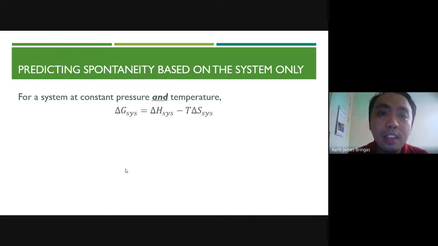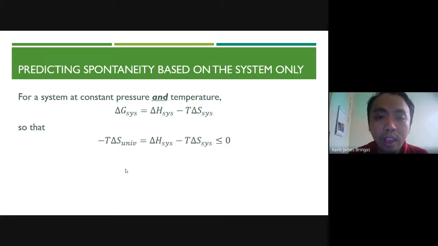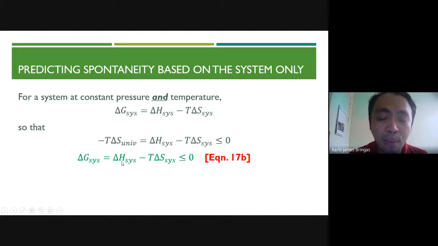So considering these conditions, we can now define delta G of the system as follows. So that, using the definition of delta G for the system, we can now use this in here and substitute to our criterion. So we come up with equation 17b. So we now define that the delta G of the system is equal to the delta H of the system minus T delta S of the system being less than or equal to 0, according to equation 17b.